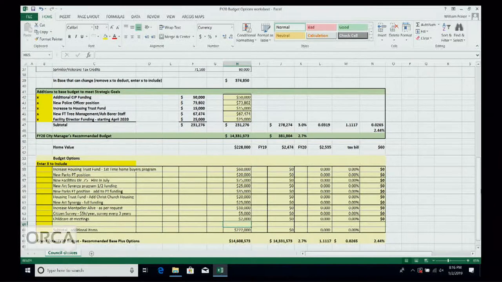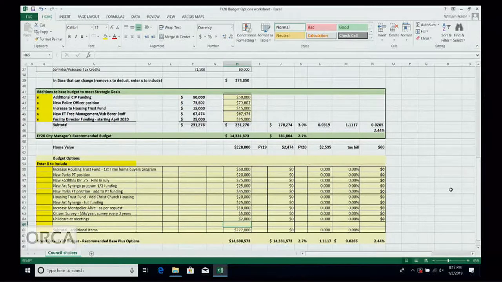But for now, in just that green section, the additions to the base budget, anything outside of that, I guess we throw in that yellow section still again. So any proposed changes to anything in this section?